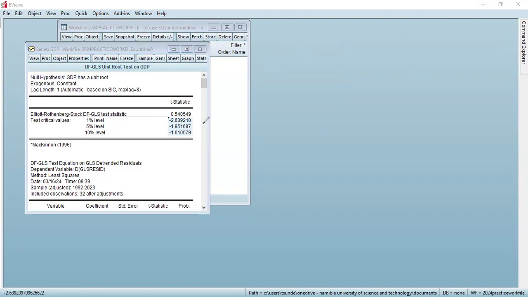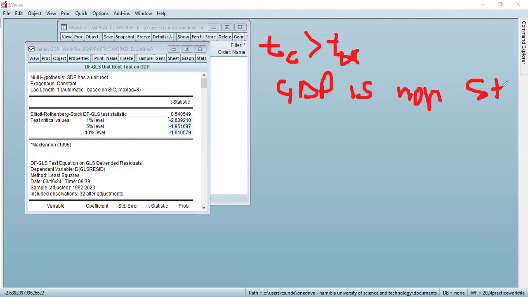So the calculated T value is greater than the critical values of T, right? It's greater than the critical values of T. So this means GDP is non-stationary. That's the conclusion we come to. So GDP is non-stationary. That's the conclusion we came to, because the calculated T value is greater than all the critical values.